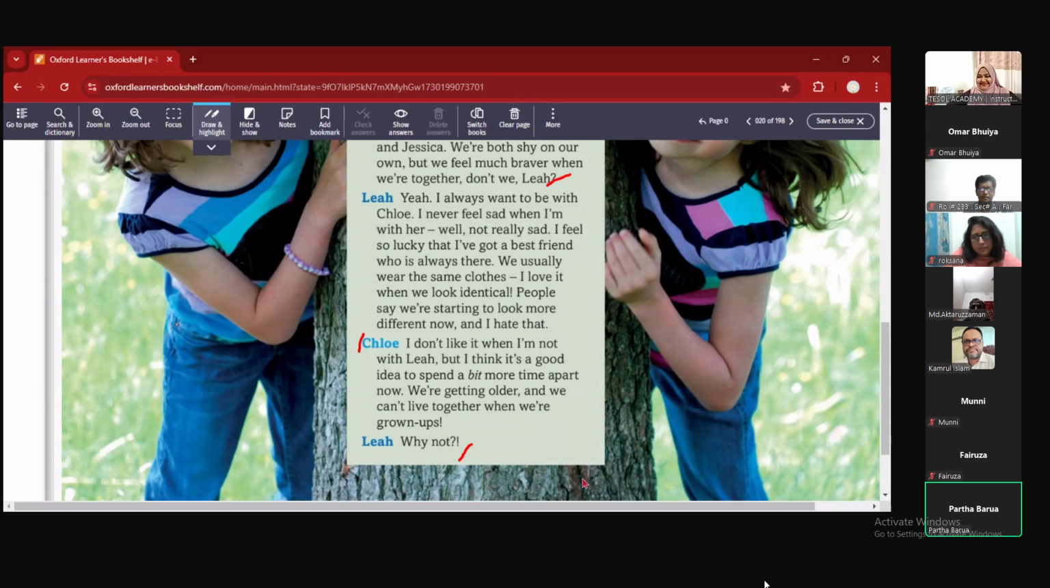Chloe: I don't like it when I'm not with Leah, but I think it's a good idea to spend a bit more time apart now. We're getting older, and we can't live together when we are grown-ups. Leah: Why not?